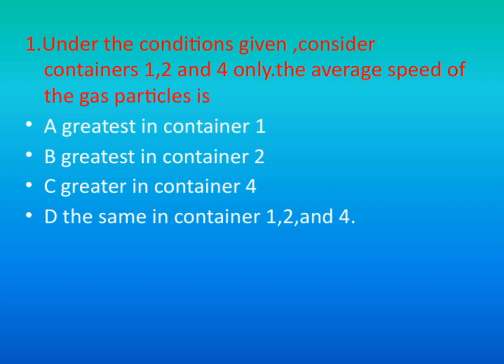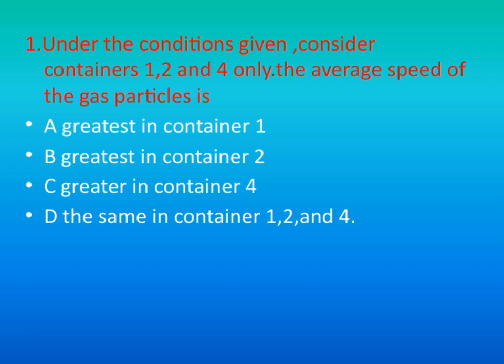The question asks us to identify where the average speed is greatest. So, we need to think about what conditions could cause particles to move faster. For example, higher temperatures lead to higher average speeds. Conversely, if the containers have different pressures or volumes, that could also influence the speed indirectly, but temperature remains the main factor. Considering all this, the most important takeaway is that the container with the highest temperature will have the fastest moving particles, meaning the greatest average speed.